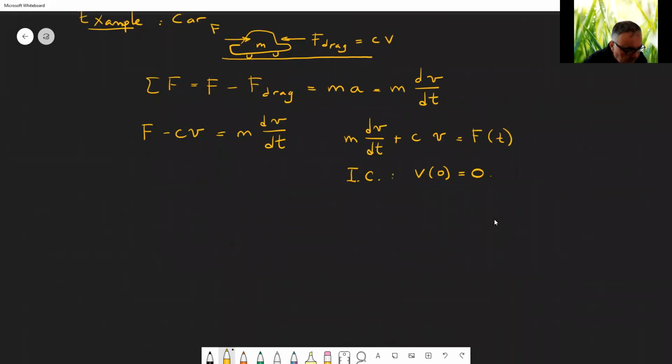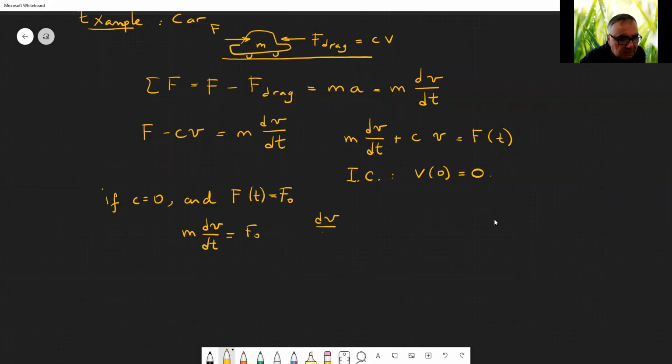We can somehow solve it, but let's try to solve it for different cases. For example, let's say C equals 0. If there were somehow no resisting forces, we would have, and let's say f of t equals F0. That is a constant force applied on the car. Suddenly you start the engine and it stays that way. Let's see what happens. This is meant to be simple. That's why m dV/dt is equal to F0. Now this is solvable.